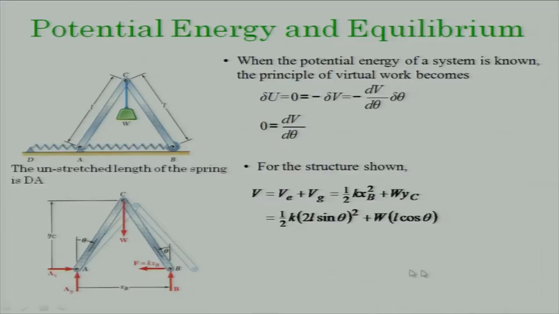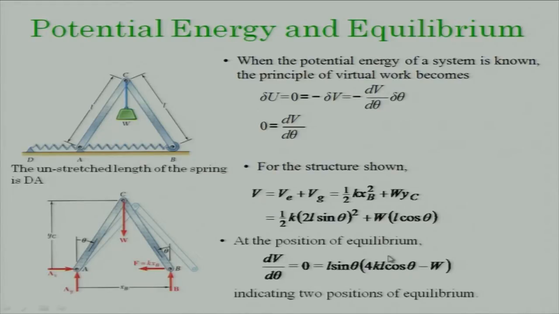Then what do we know? This is the overall potential energy of the system, which is a combination of VE, the elastic potential energy, and VG, the gravitational potential energy. Now to find the extrema, let us not say minima, let us say extrema, we set dV by d theta equal to 0, and you will get an equation of this form. Now clearly, one solution will be theta equal to 0.